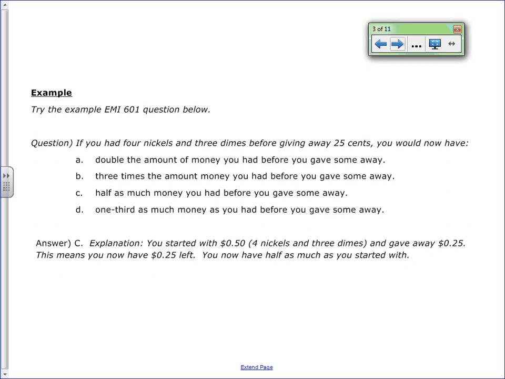All right, 4 nickels and 3 dimes is how much money? 50 cents. Before giving away 25 cents. So then you gave away 25 cents. How much money do you have after you gave away 25 cents? Half of what it was, which is what now? 25 cents. So you give away 25 cents and you still have 25 cents. All right, so this whole first half of the sentence is a very complicated way of saying you have 25 cents.